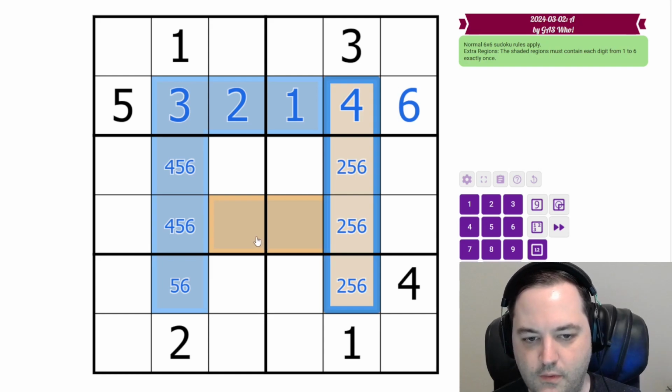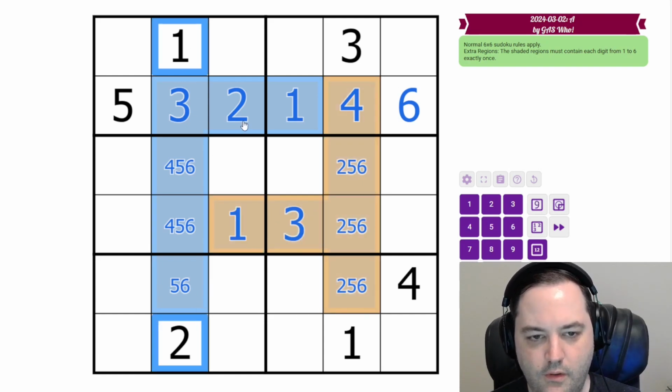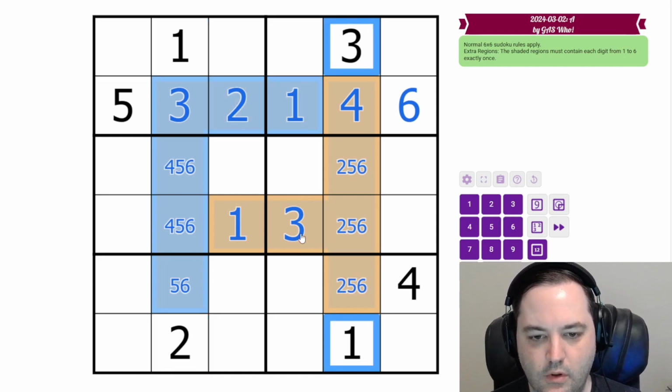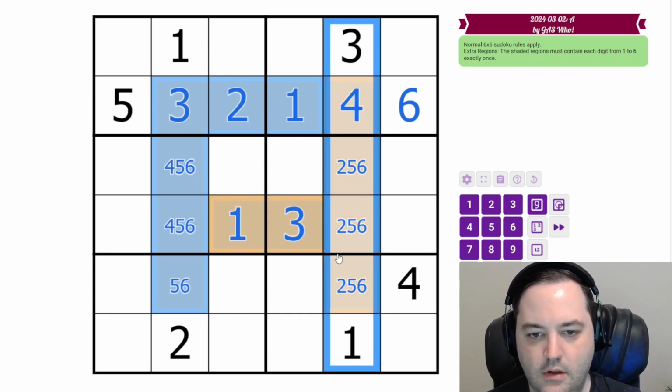And so what are we missing from orange? We're missing 1. So same thing here. The 1 and the 2 had to go here. 1 and 3 had to go. This is an example of what's called the law of leftovers. If you have a house, so if you have a set of 1 to 6 in this case, a set of all the digits, so that could be a row, a column, a box, or an extra region.